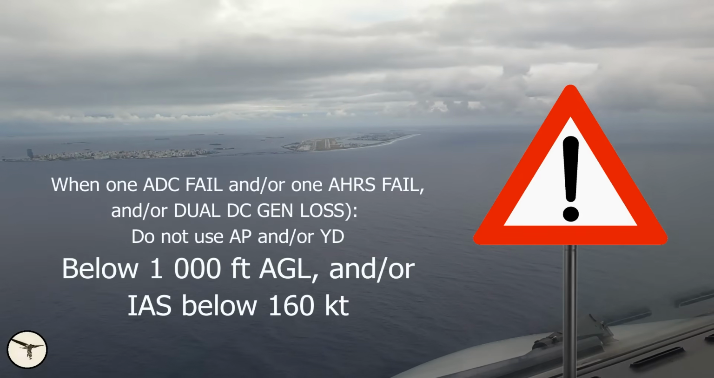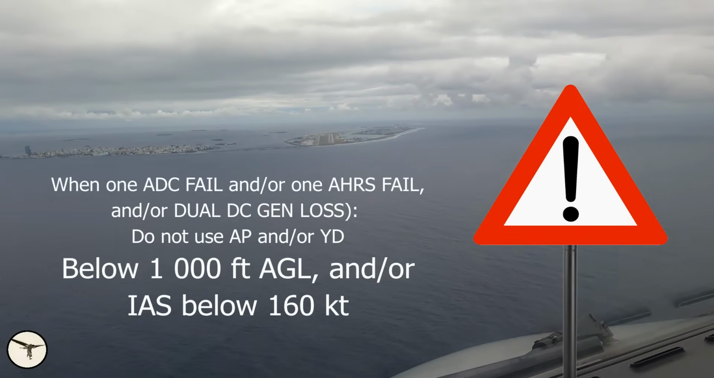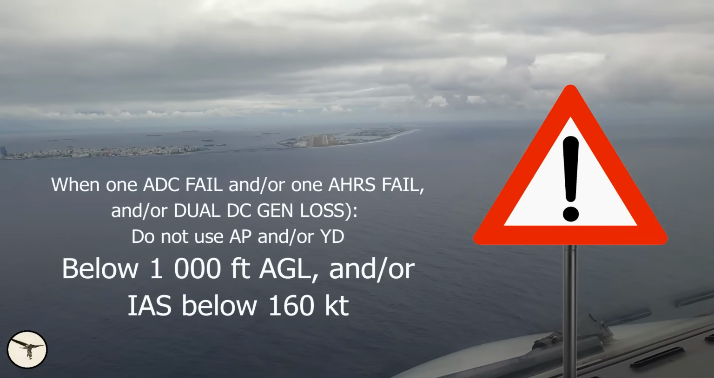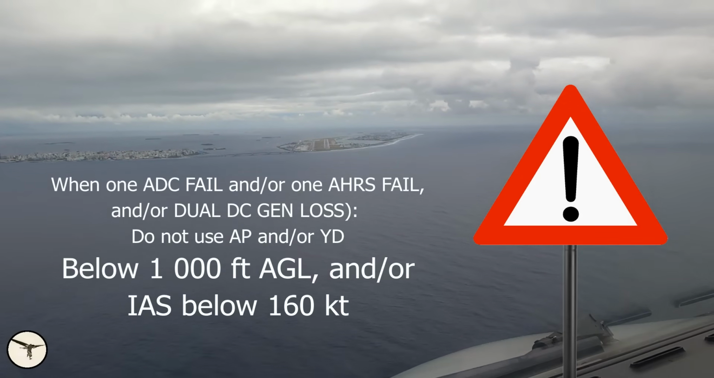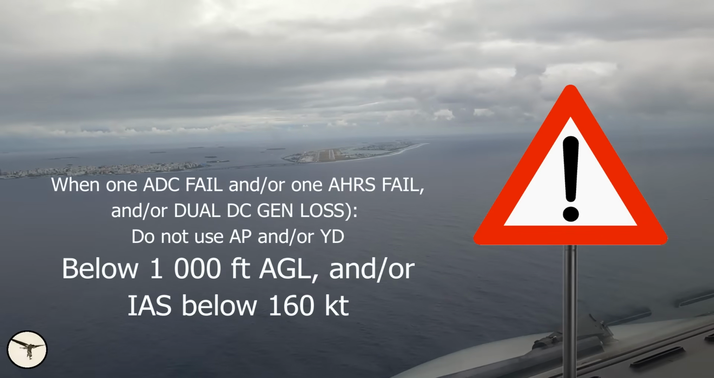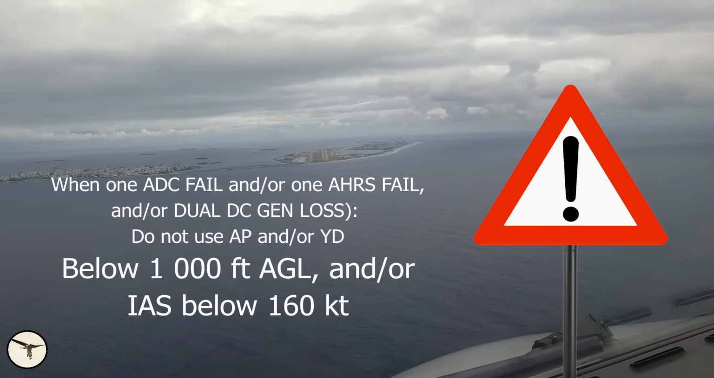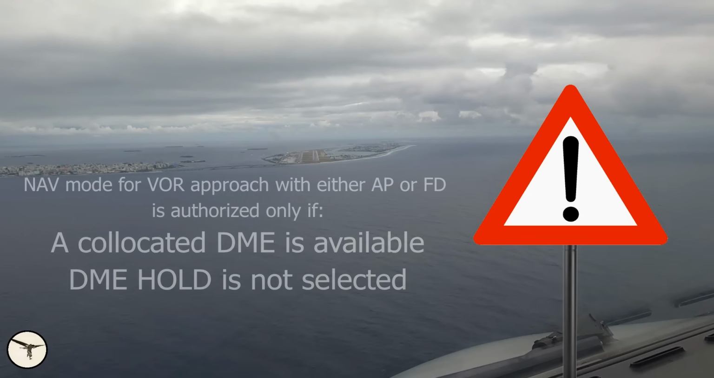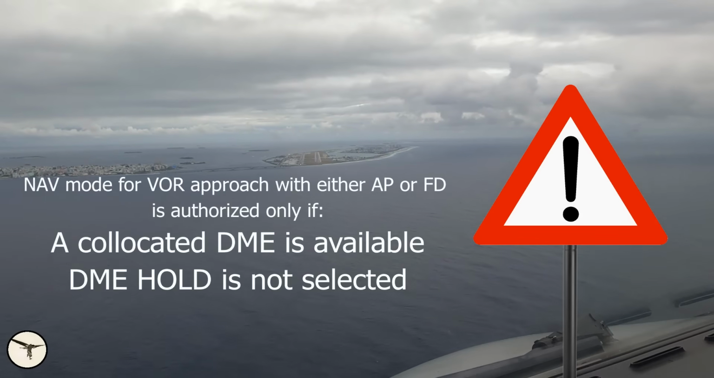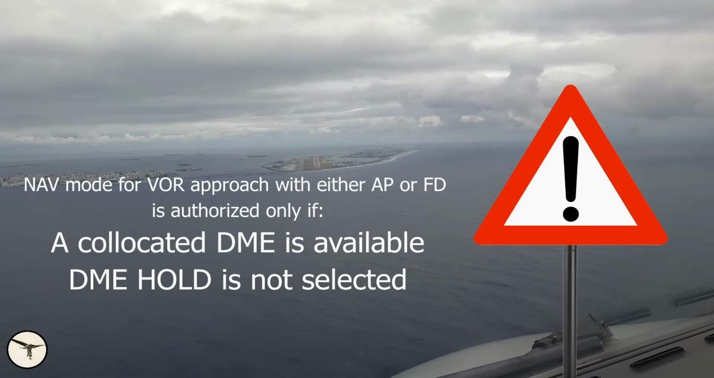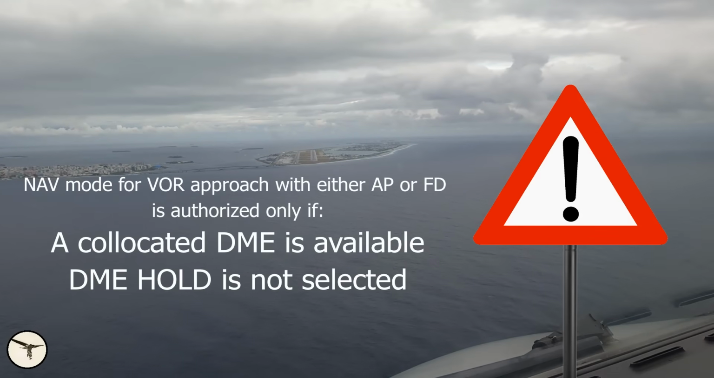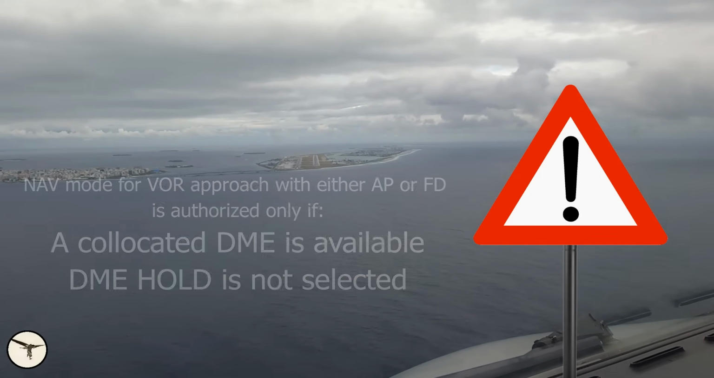If an air data computer or attitude heading reference system is inoperative, or if both DC generators are inoperative, the autopilot and yaw damper must not be used when the aircraft is below 1,000 feet above the ground, or when the indicated airspeed is below 160 knots. When using NAV mode for VOR approach, the use of autopilot or flight director is only allowed when a co-located DME is available, or when DME hold is not selected.